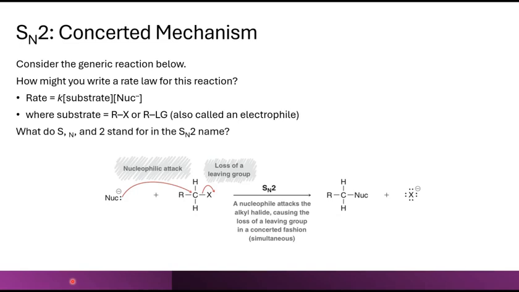So what do S, N, and 2 stand for in the SN2 name? S stands for substitution, N stands for nucleophilic, and 2 stands for bimolecular in regards to the rate law. It is a bimolecular rate.